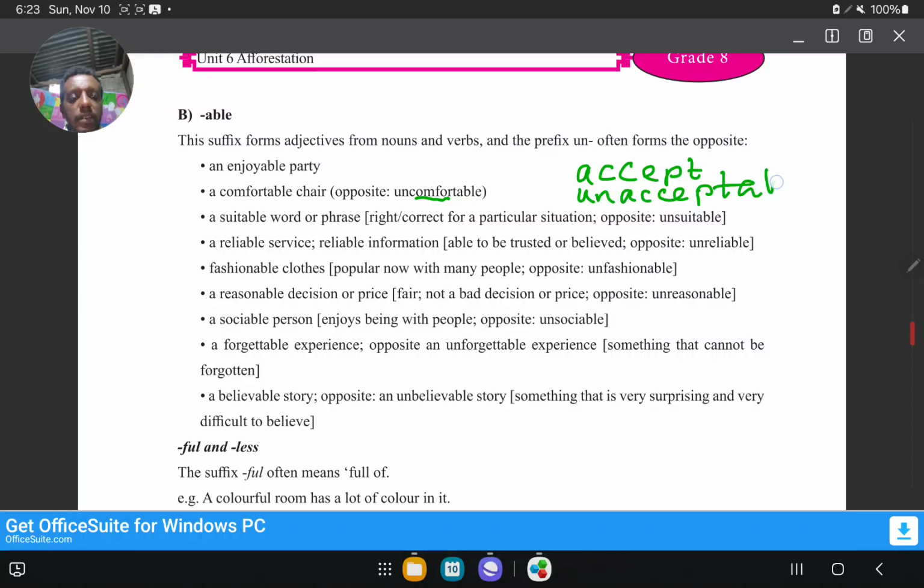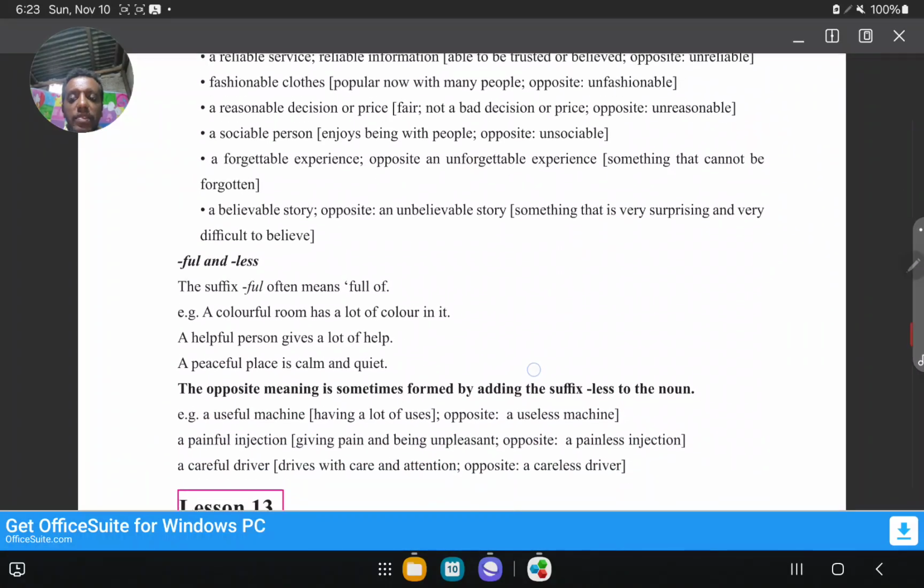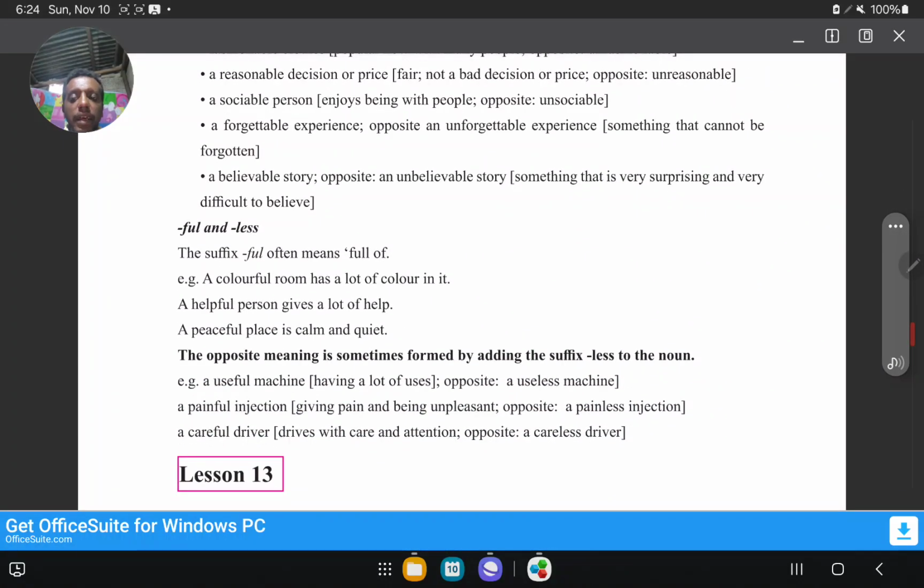Unacceptable. What do you see here? Able and un. This is the root word, unacceptable, accept. Unacceptable, not acceptable. So you can study in this way. Next, the suffixes F-U-L and L-E-S-S. Full of, it means full of. Wow, it is colorful, it is helpful, peaceful. You see these words, or politeness.